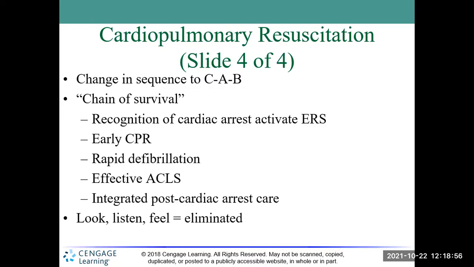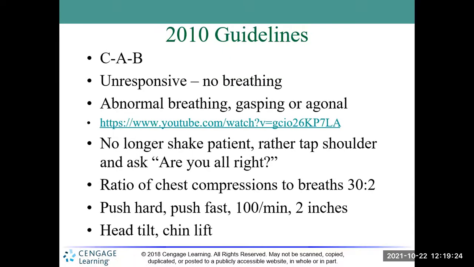Now, in the past, look, listen, and feel was part of CPR, and that has been eliminated because one, it was very time consuming. Two, it was challenging to ensure that it was done correctly. So that has been eliminated from the recent CPR trainings. So if you were trained in CPR in the past, you may be wondering why they're no longer teaching look, listen, and feel. And so the 2010 guidelines made the changes of circulation first.